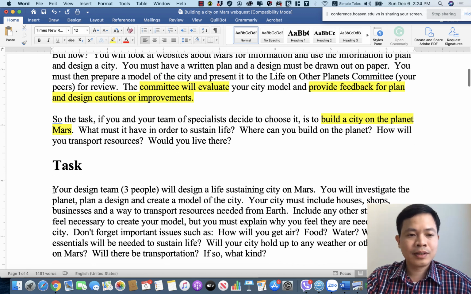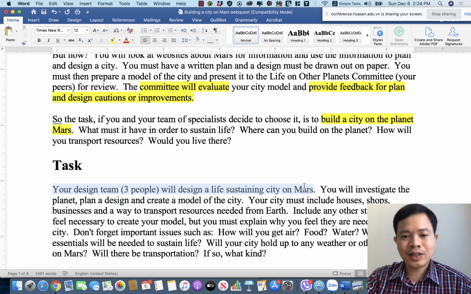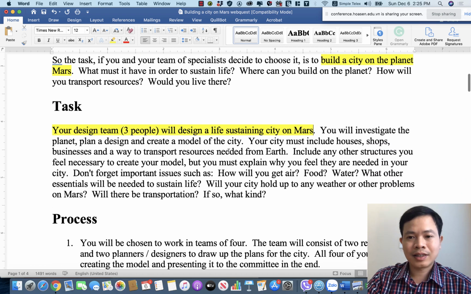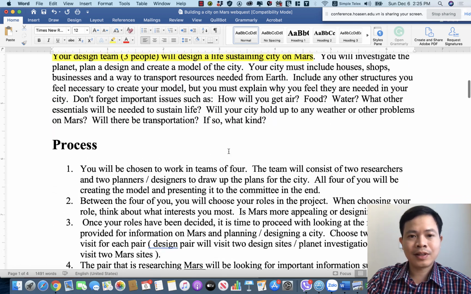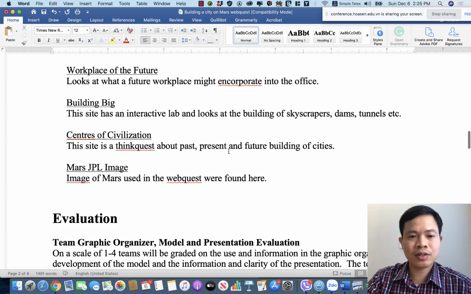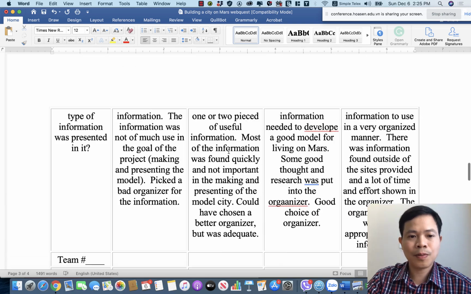And this is very similar to project-based learning. The students work together in a group, and they have the task instructions, and they have the resources.